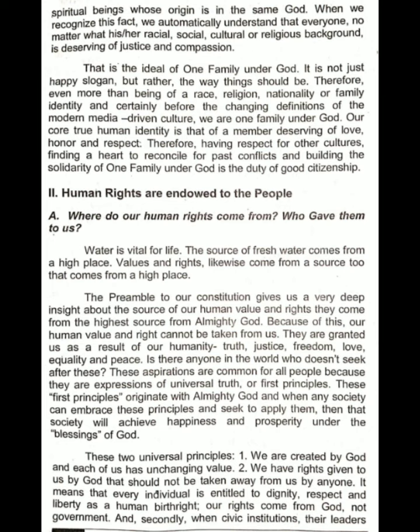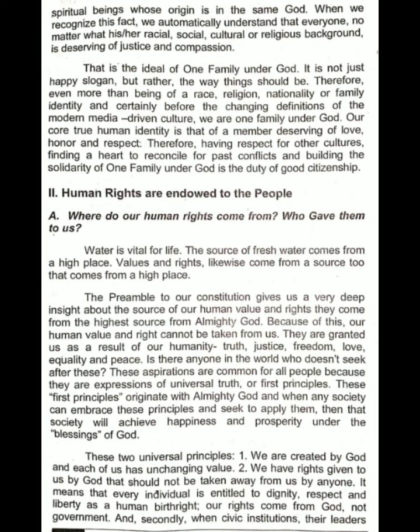Where do our human rights come from? Who gave them to us? Water is vital for life. The source of fresh water comes from a high place. Values and rights, likewise, have a source that comes from a high place. The preamble to our constitutions gives us very deep insight about the source of our human value and rights. They come from the high source, from Almighty God.